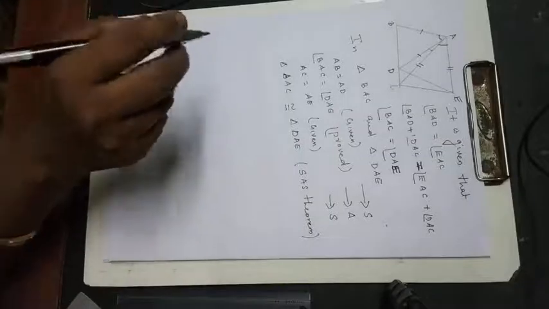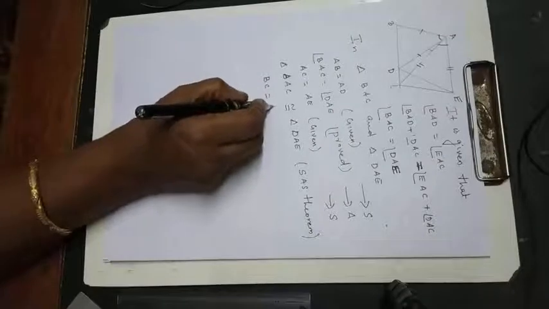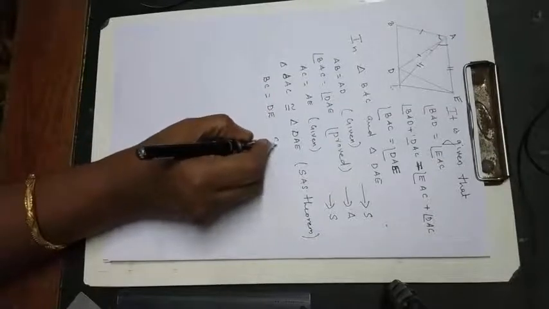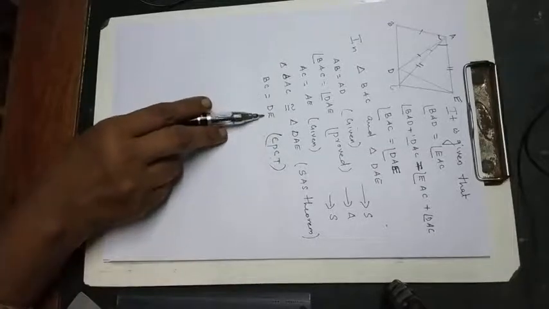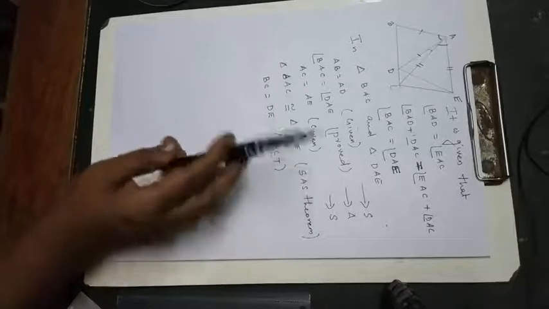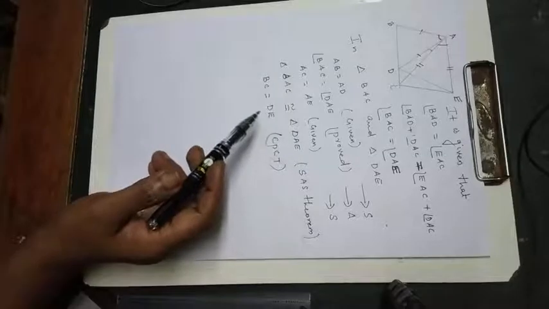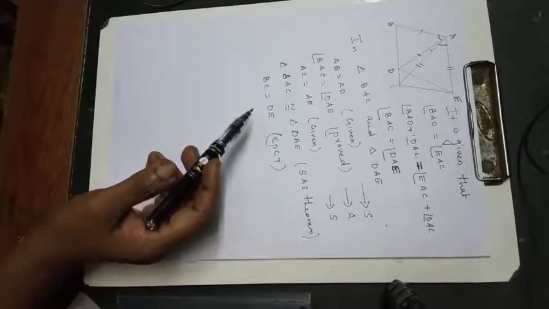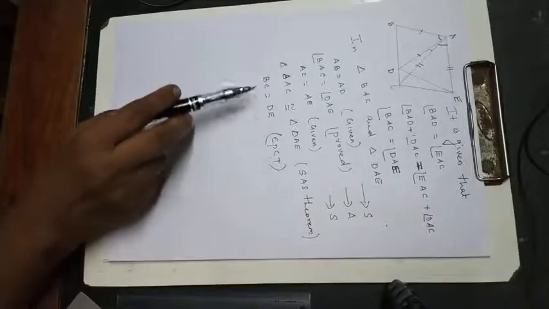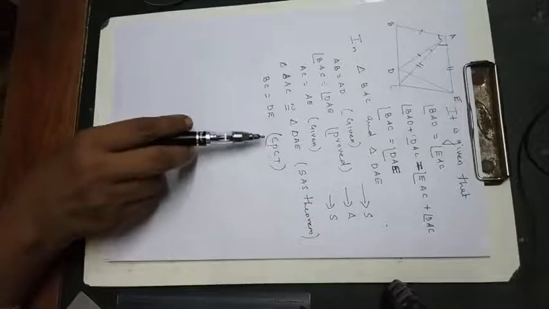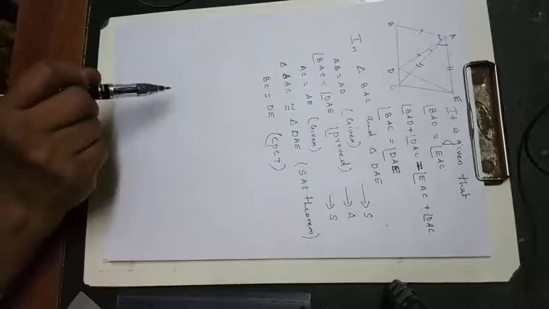Now what you have to prove? BC is equal to DE, that is CPCT, corresponding parts of congruent triangles. This is what you have to prove. So that will be the corresponding part, the next side of this triangle. Sides will be equal, angles will also be equal. Here we have to prove the sides. So you can write BC equal to DE, that is CPCT, corresponding parts of congruent triangles.